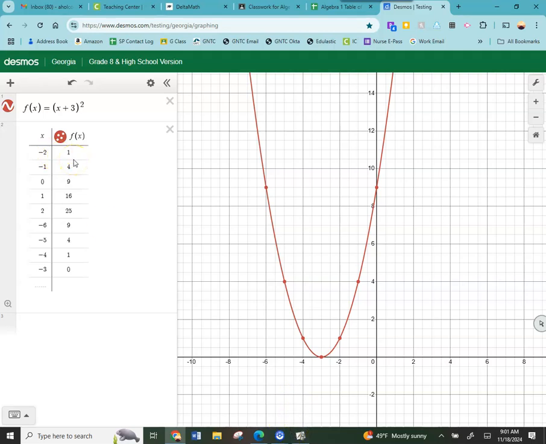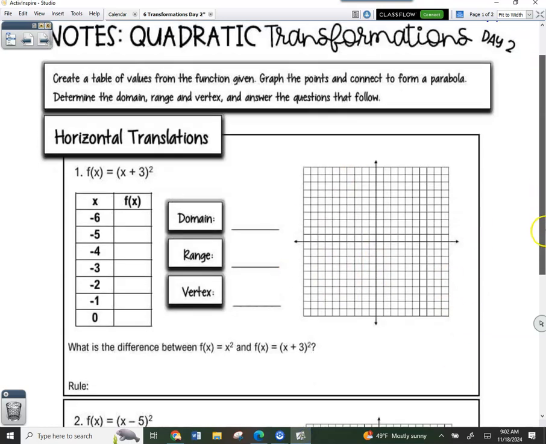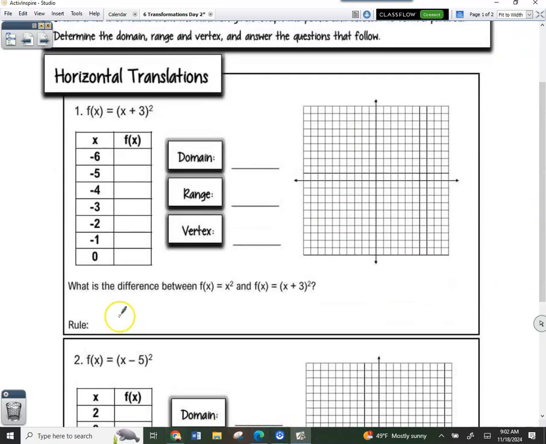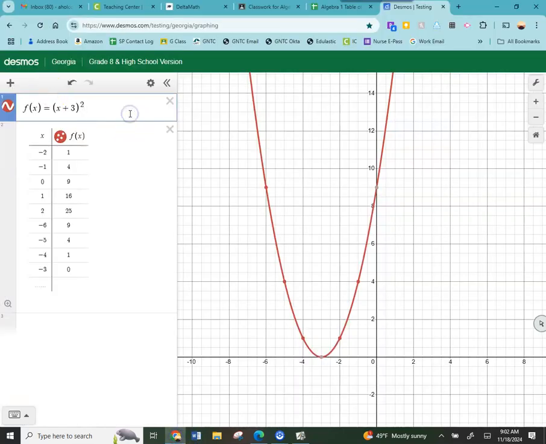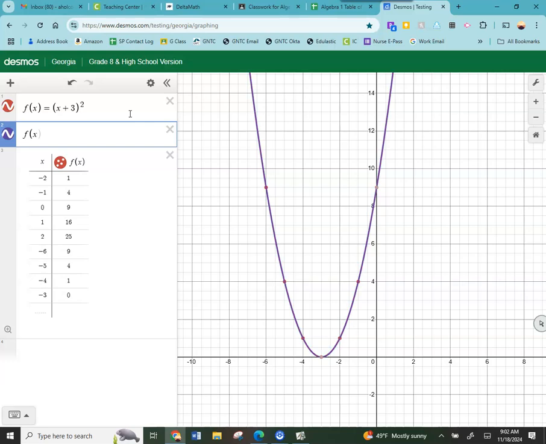Just a real quick reminder. This is a function, so the way it's getting those values is it's taking these x values and plugging it in right here where you see x, and then evaluating it, and that's where the y value comes from. And then we're going to copy it to this graph right here. And then it does say, what's the difference between f of x equals x squared and this one? So let's graph on here an additional f of x.